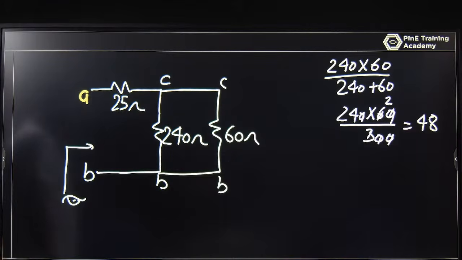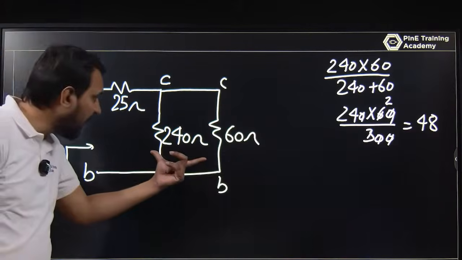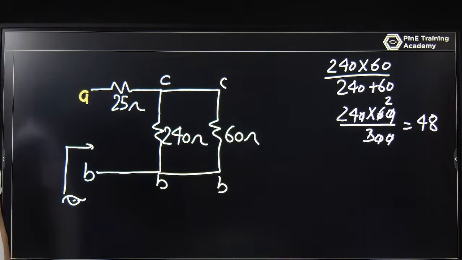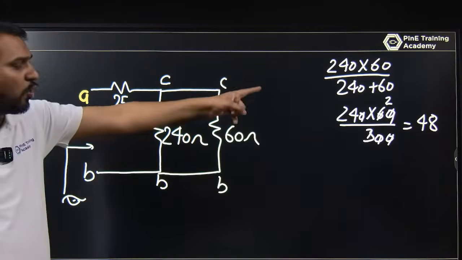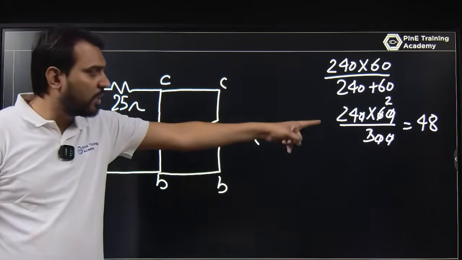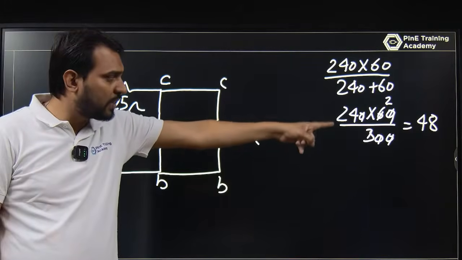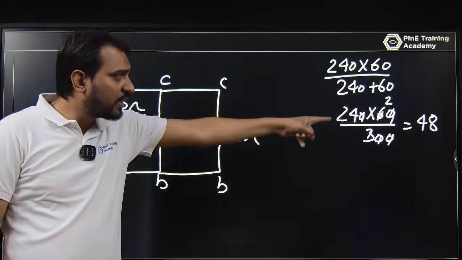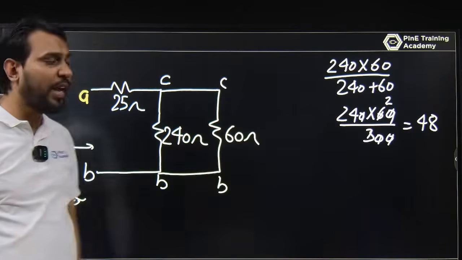So this is 48 ohm. Yes, 240 into 60 upon 240 plus 60, 240 into 60 upon 300, because 240 plus 60 is 300. The 0 is cancelled out, 3 2s are 6, that is 48 ohm.